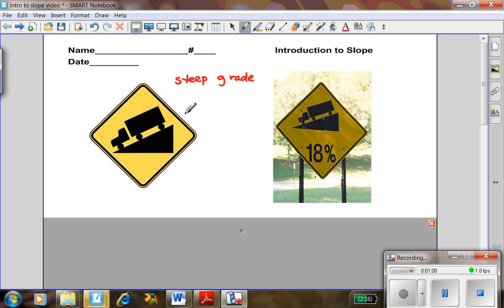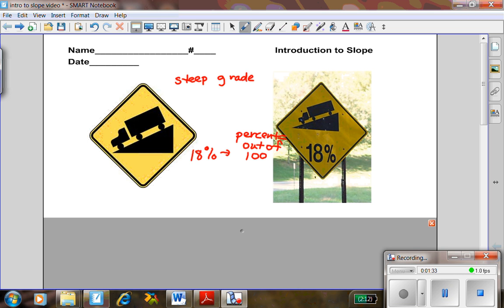So if you look at these signs, sometimes you'll see something like this, and other times you'll see something like this where they actually put a number attached to it. Of course, that's where the math comes in. That gives these truckers or drivers an idea of how steep the hill coming up is. In this case, if they said 18%, hopefully you remember that percent means out of 100. And we'll talk more about that later.